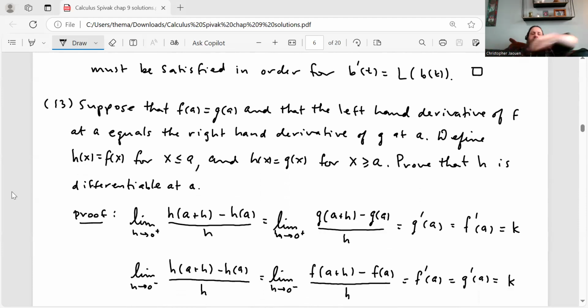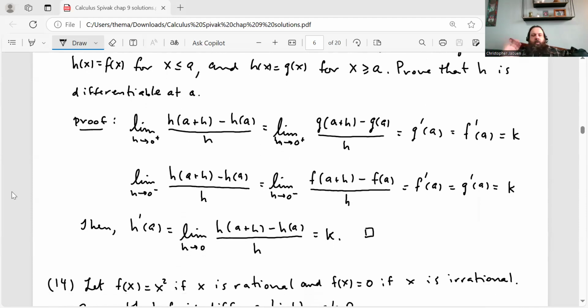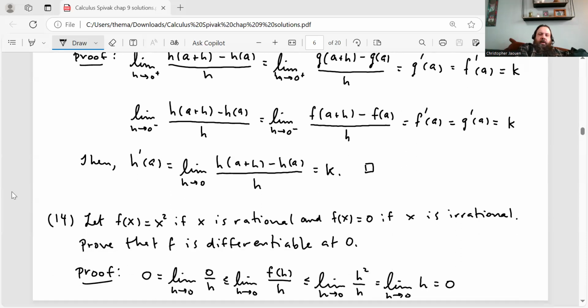Suppose that f of a equals g of a and that the left-hand derivative of f at a equals the right-hand derivative of g at a. Define h of x equals f of x for x less than or equal to a, and h of x equals g of x for x greater than or equal to a. Prove that h is differentiable at a. So we just calculate the one-sided limits and show that you get the same value, which I did here. So you could pause your screen. I won't belabor this. It's relatively straightforward.